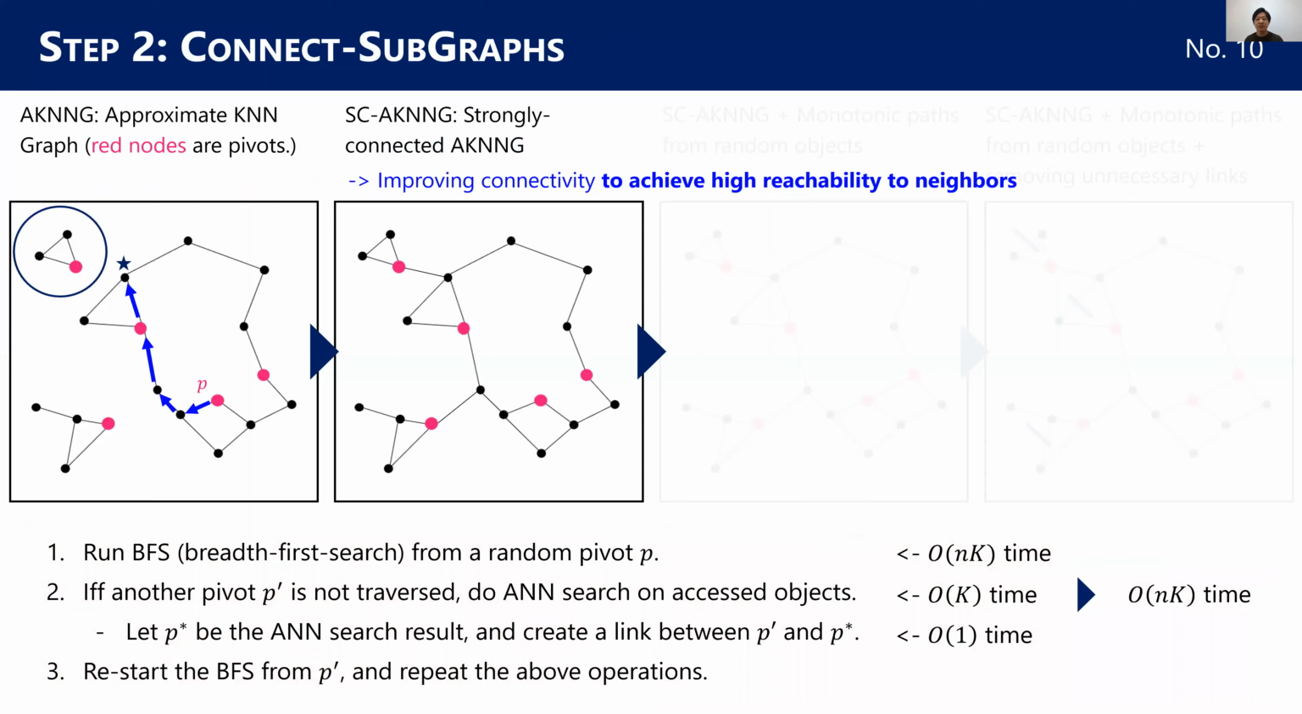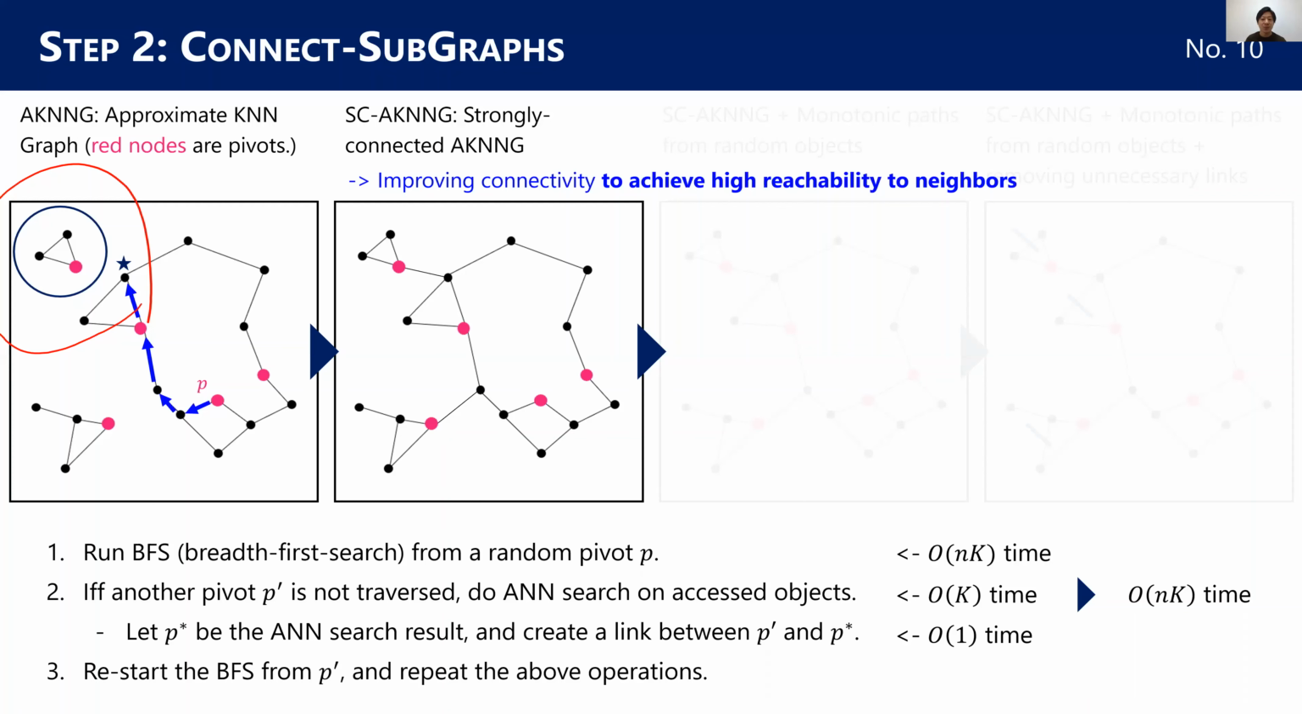Next, we make the approximate k-nearest neighbor graph a strongly connected one to further improve reachability. An approximate k-nearest neighbor graph may have disjoint subgraphs, like the left figure. So we fix it. From now, we use pivots. They are randomly chosen objects in NN descent class. Pivots are shown by red points in the figures.